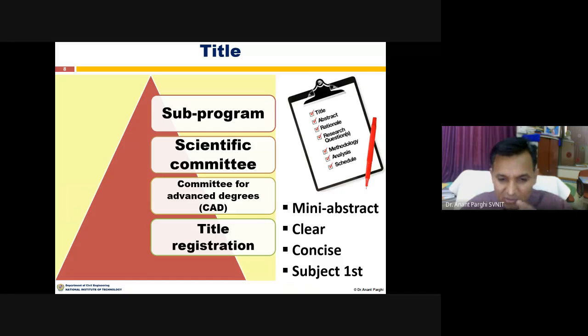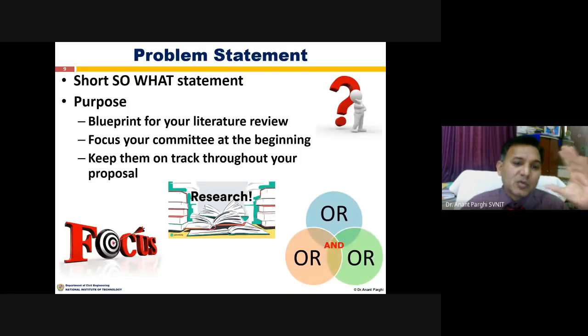Here we can say write down the mini abstract. It should be clear and state the subject first. So you write down what your subject is, what you are going to discuss in that particular research proposal. Then you have to find out the problem statement, so you will have to write it down. What does that problem statement include? It is short. What is the purpose of that particular research? It should give the blueprint for your literature review. Once you write down the problem statement, the literature review should support it.